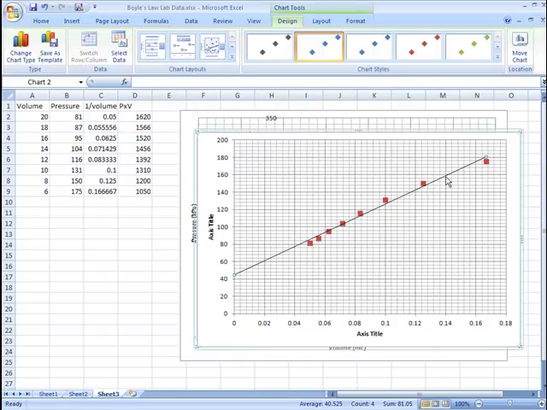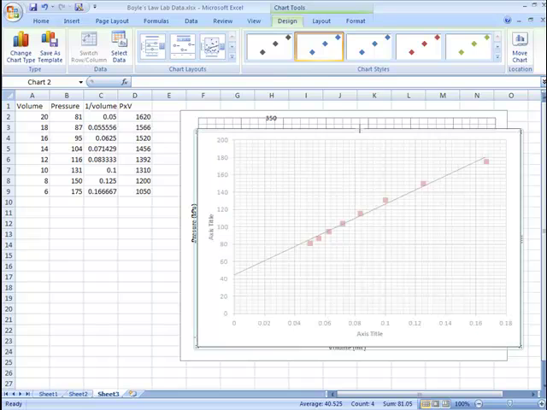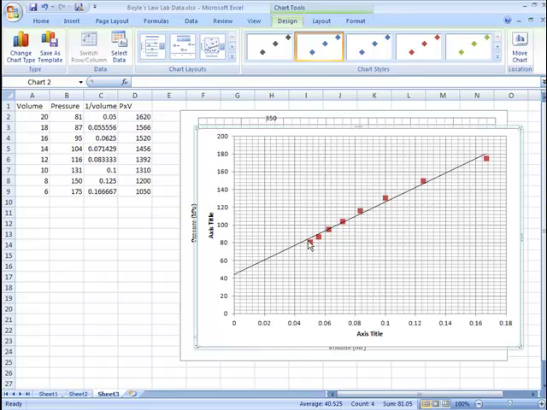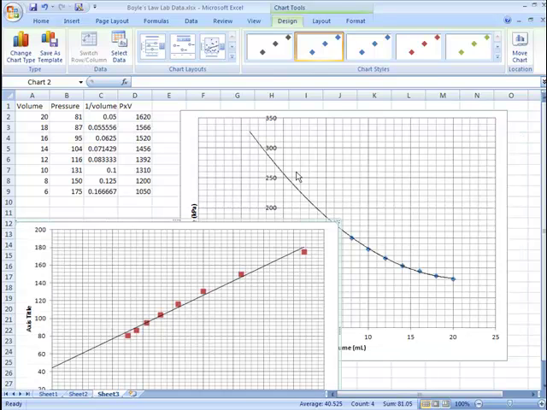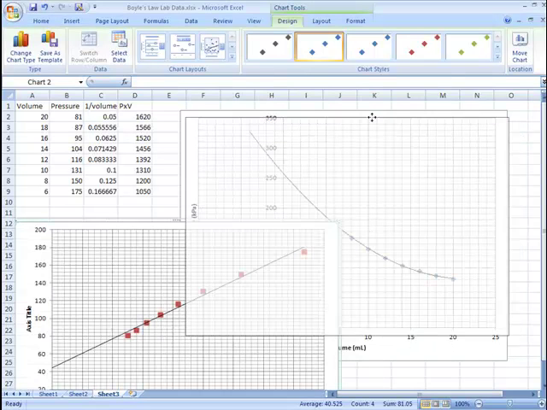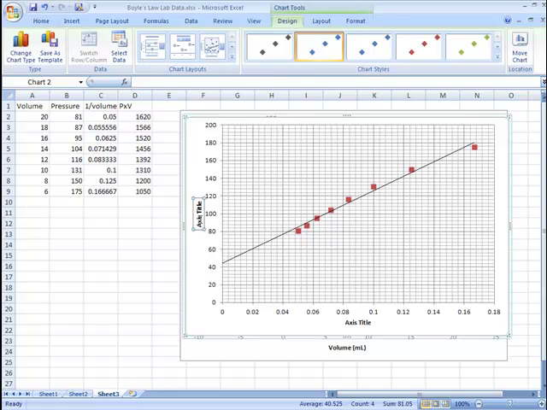So you can see from the trend line, it's supposed to go through what point do you suspect? It's probably supposed to go through 0. It definitely does not go through 0. So what we need to do is these are our first graphs. Graph 1 is pressure versus volume. That's this one here. Graph 2 is pressure versus 1 over volume.